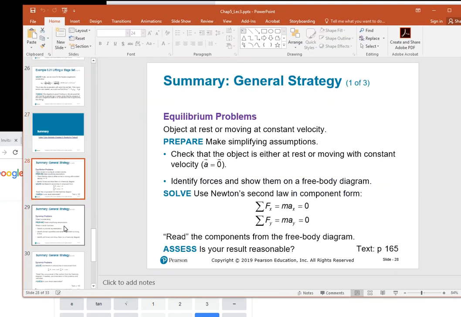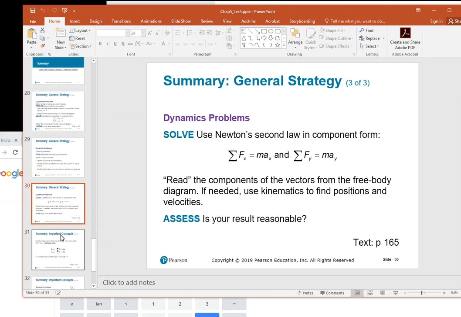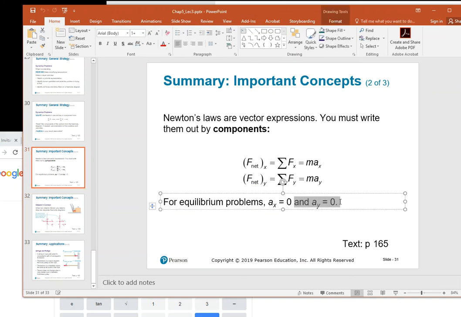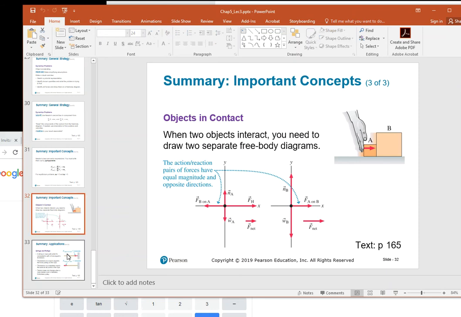Just to summarize, the way that we solve our problems is we draw a picture, we try to see what the accelerations might be, and then we use Newton's second law in component form to solve for our answer. The important part is to make sure that you separate the x and the y components. If they're in equilibrium, then the acceleration in the x direction is 0 and the acceleration in the y direction is 0. But we also saw some situations where the acceleration is not necessarily 0.